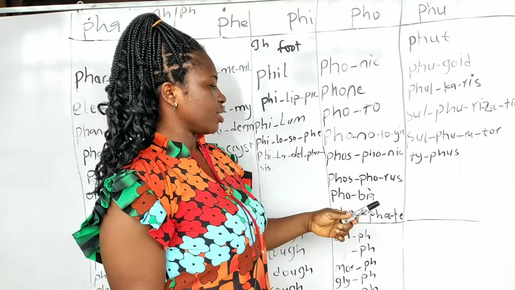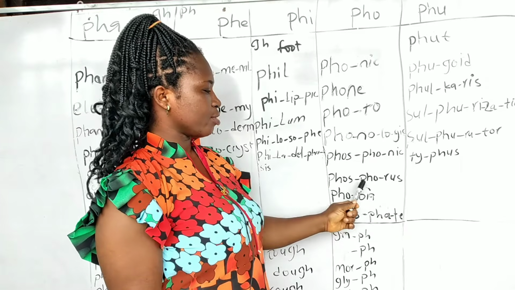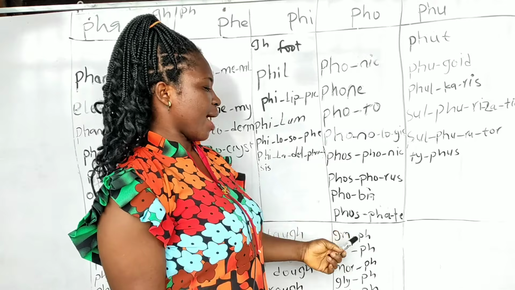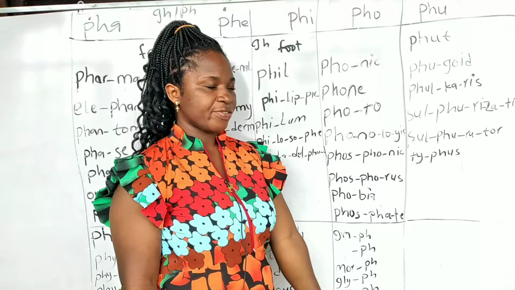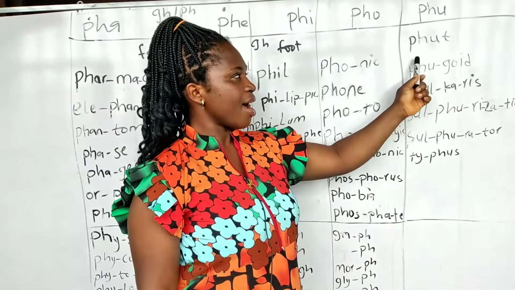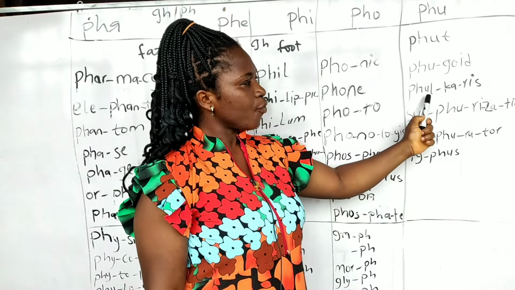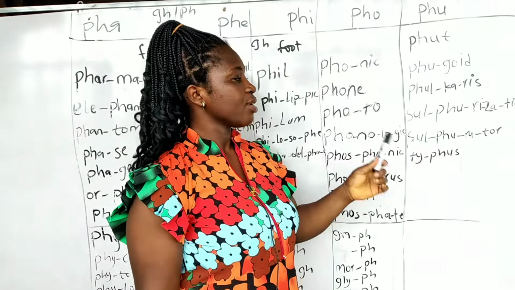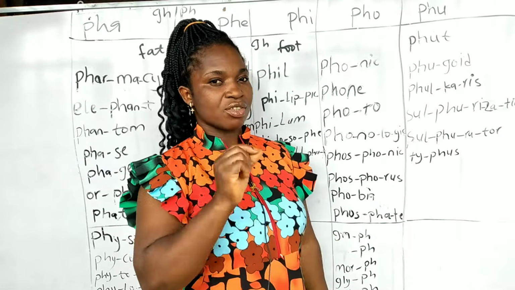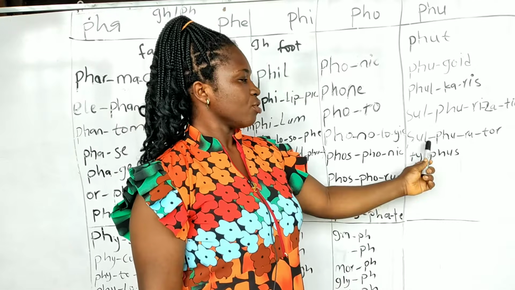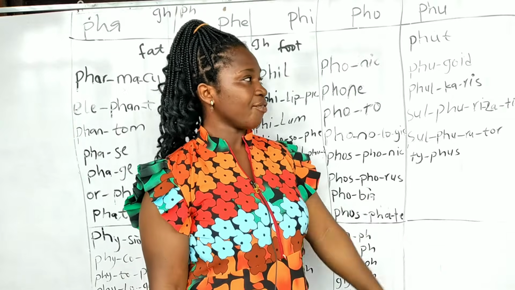We have phosphonic. We have phosphorus. We have phobia. We have phosphate. Okay, and to this side we have foot. We have fogold. We have full carries. Sulfurization. That is sulfur, sulfurization. We have sulfurator. Typhus.